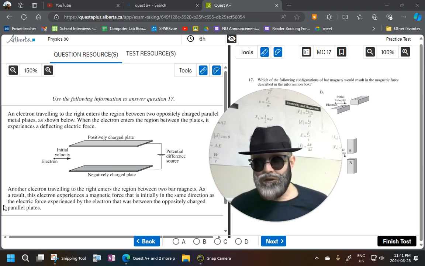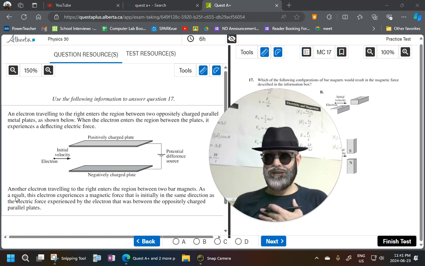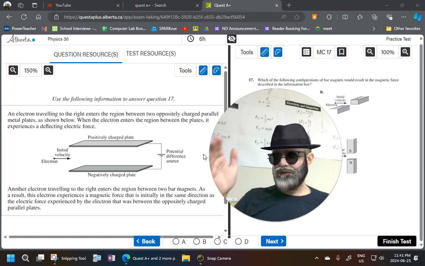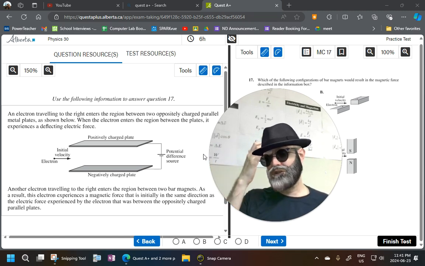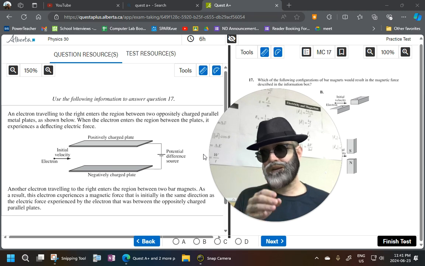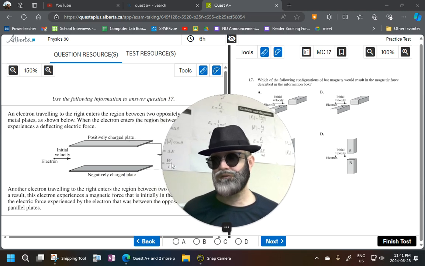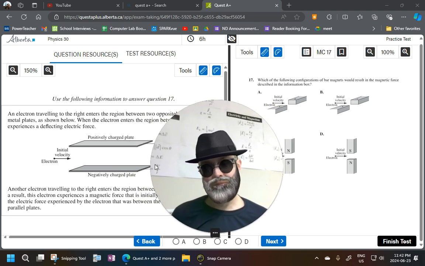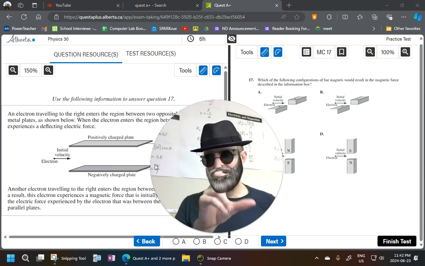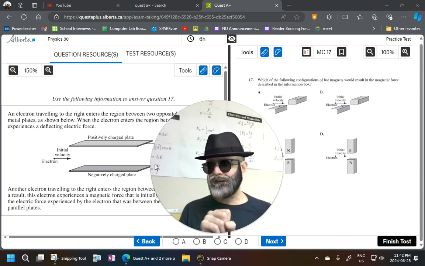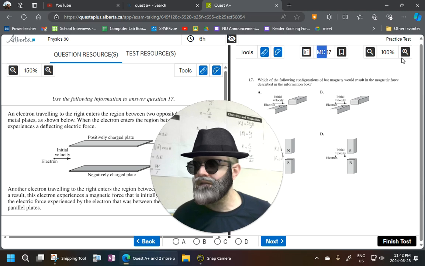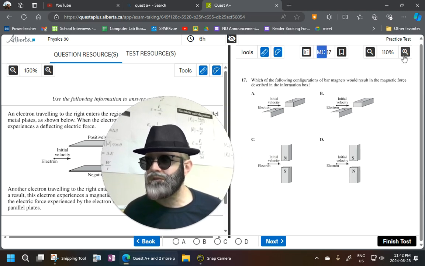Parabolic motion there. So this, another electron travels between two bar magnets and experiences the force initially in the same direction. And they say initially, because when you enter a magnetic field, it produces circular motion because the force always changes direction. And this one produces parabolic, the first one. So they want to know which one of these produces the initial force upwards. Right? Because this is going up, because a positive and negative attract. So which of these over here produce an upwards force?